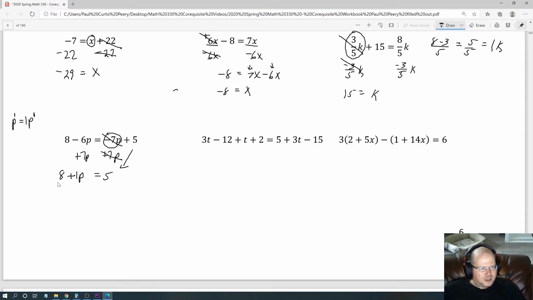Okay, now I want to get all the constants on the other side. So I want to get rid of this positive 8 by subtracting 8. And whatever I do to one side, I do to the other. That gives me p is equal to negative 3. All right, here we go.